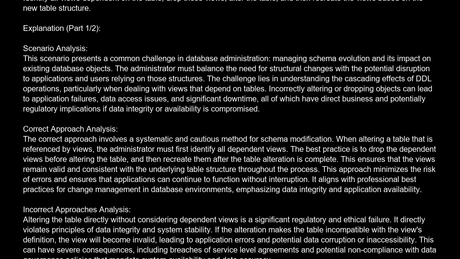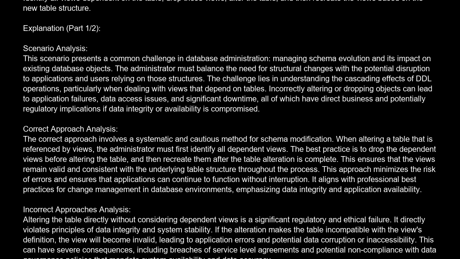Correct approach analysis. The correct approach involves a systematic and cautious method for schema modification. When altering a table that is referenced by views, the administrator must first identify all dependent views. The best practice is to drop the dependent views before altering the table, and then recreate them after the table alteration is complete. This ensures that the views remain valid and consistent with the underlying table structure throughout the process. This approach minimizes the risk of errors and ensures that applications can continue to function without interruption. It aligns with professional best practices for change management in database environments, emphasizing data integrity and application availability.